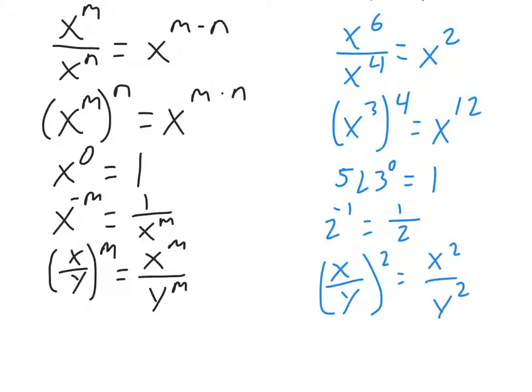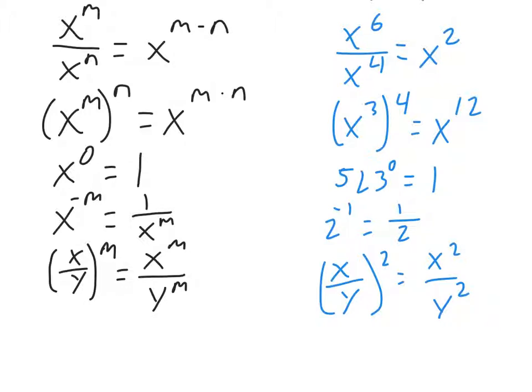And just a note, this right here is x squared divided by y squared. You can't do this rule over here where we subtract them because the base is different. This is an x, this is an x, so that works. This is an x, this is a y, so it doesn't work. So we can't use that rule here.